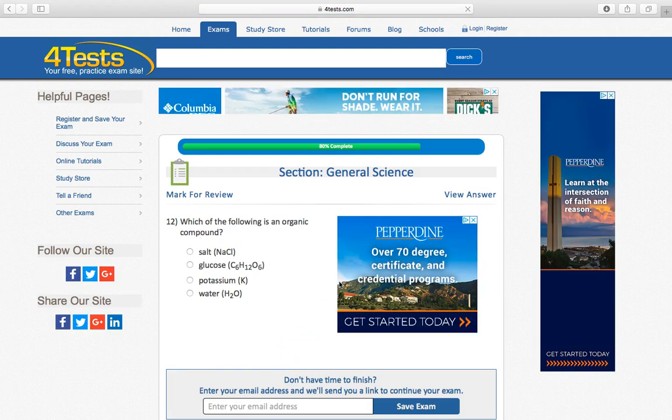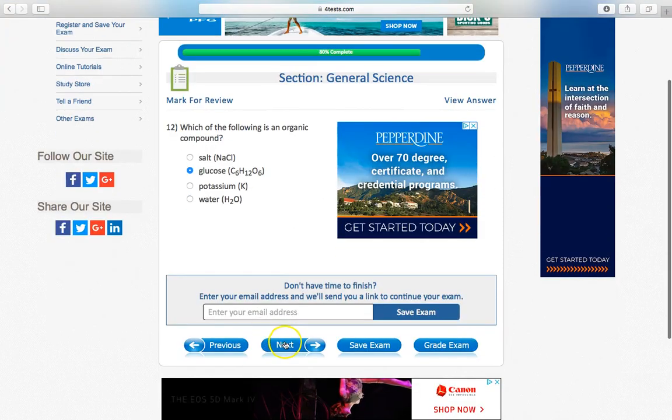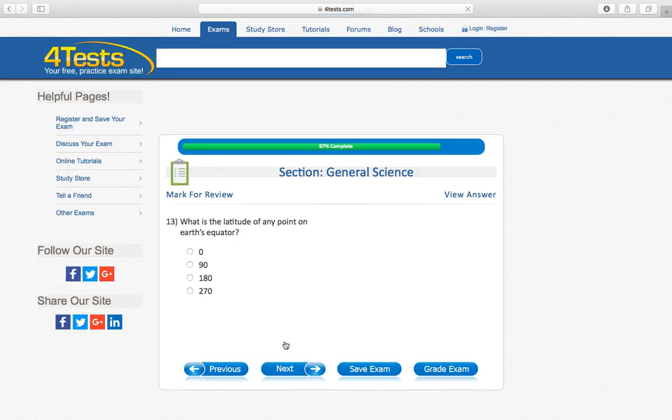Okay, organic compound. The main thing you want to know about organic compounds is that all organic compounds contain carbon. So once you know that, then it's pretty easy, right? Because glucose is the only one that contains carbon. Salt, potassium, and water, none of them do. So the answer will be glucose. All right, only 3 left.